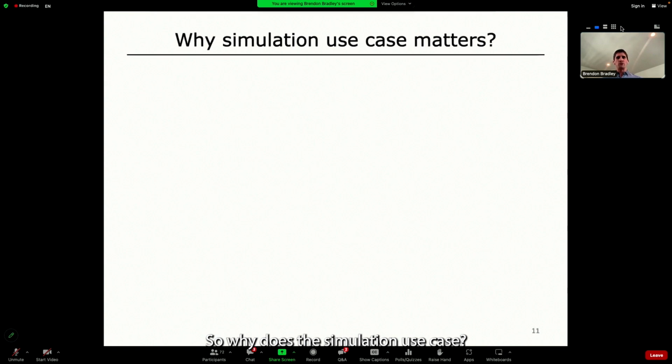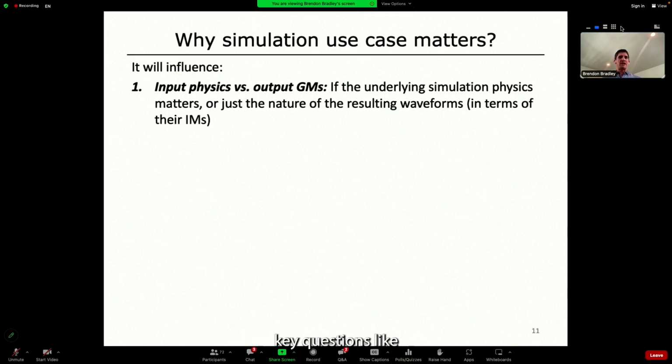So why does the simulation use case matter? I've highlighted these two general aspects, either for hazard analysis or response history analysis / ground motion selection, and then a couple of variations within those. Well, it will influence some key questions like the degree to which we care about the input physics versus the output ground motions. And what I mean by that is, do we actually care about the underlying physics in the simulation, what physics is accounted for and what isn't? For example, in the prior session, the discussion about dynamic versus kinematic / pseudodynamic rupture generators, or do we mainly just care about the nature of the resulting waveforms?